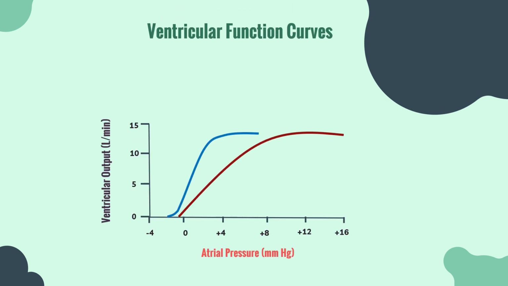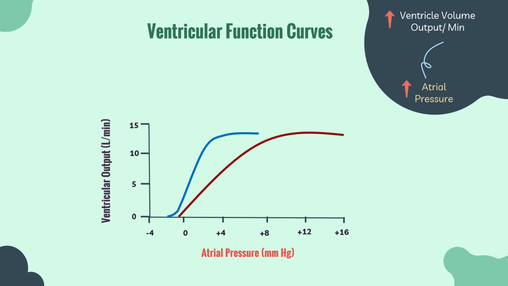The two curves of this figure represent function of the two ventricles of the human heart based on data extrapolated from experimental animal studies. As the right and left atrial pressures increase, the respective ventricular volume outputs per minute also increase. Thus, ventricular function curves are another way of expressing the Frank-Starling mechanism of the heart.